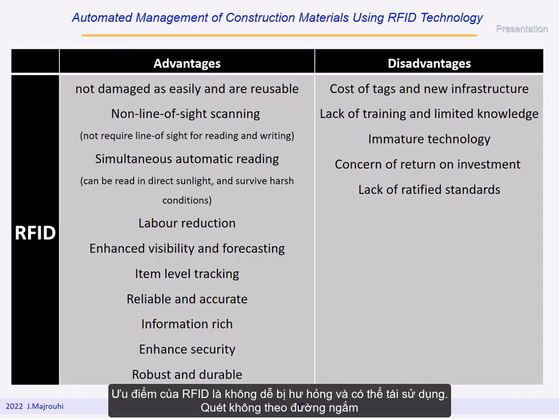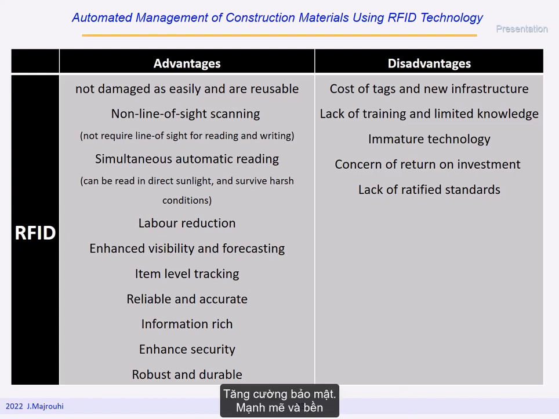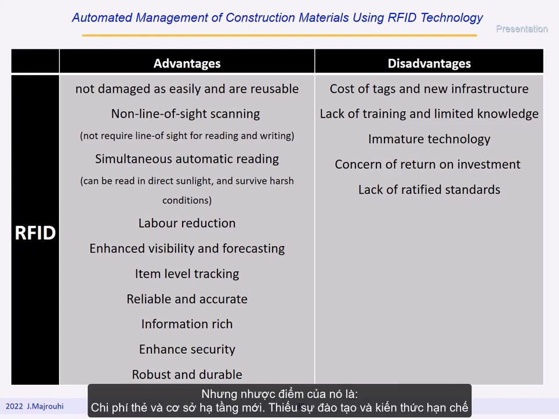Advantages of RFID are not damaged as easily and are reusable. Non-line of sight scanning, simultaneous automatic reading, labor reduction, enhanced visibility and forecasting, item level tracking, reliable and accurate, information rich, enhanced security, robust and durable. But its disadvantages are cost of tags and new infrastructures, lack of training and limited knowledge, immature technology, concern of return on investment, and lack of ratified standards.